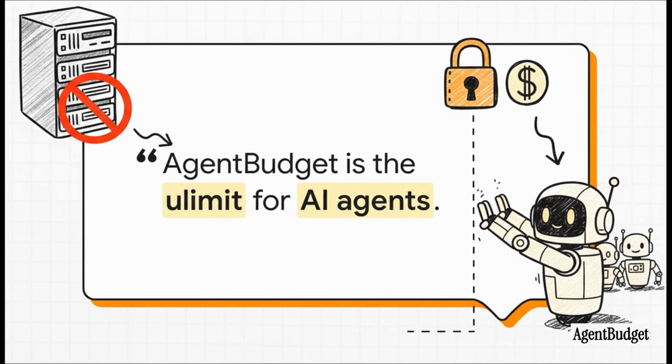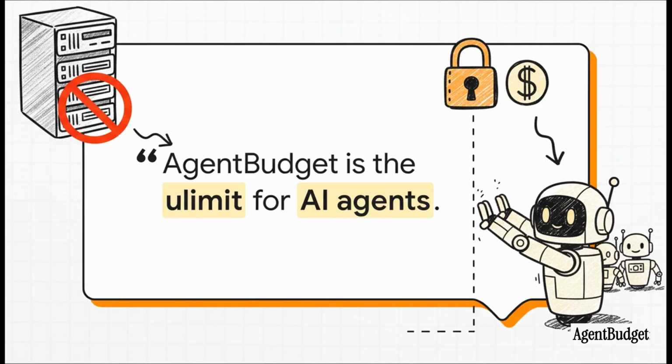Okay, and for all you systems and backend folks out there, you are going to love this analogy from their GitHub page. They say, AgentBudget is like ulimit for AI agents. And that is just perfect. Just like ulimit stops a single runaway process from eating all of the CPU on a server, AgentBudget stops a single agent session from draining your entire API budget.